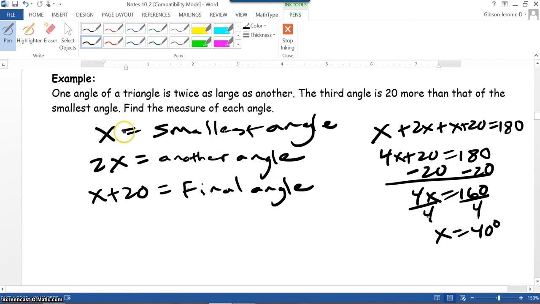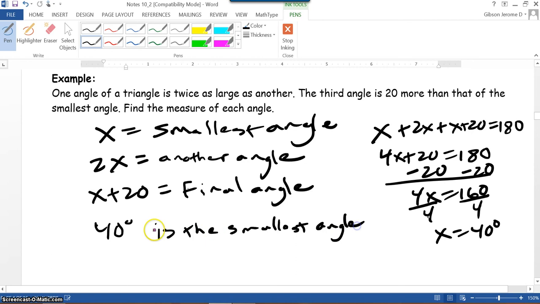So now we have the smallest angle is 40 degrees. And then we could just say, maybe I should have put second angle instead of another angle and make this third angle. So this is smallest angle, second angle, third angle. Okay, so the second angle is double this, which will give us 80 degrees. Is the second angle.